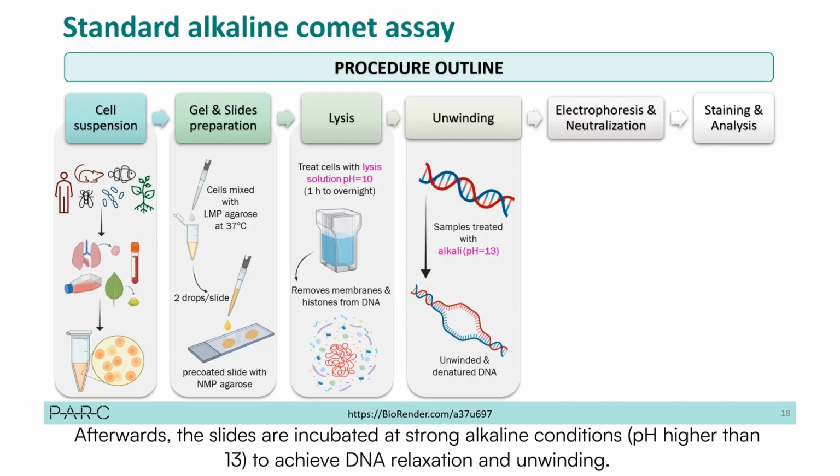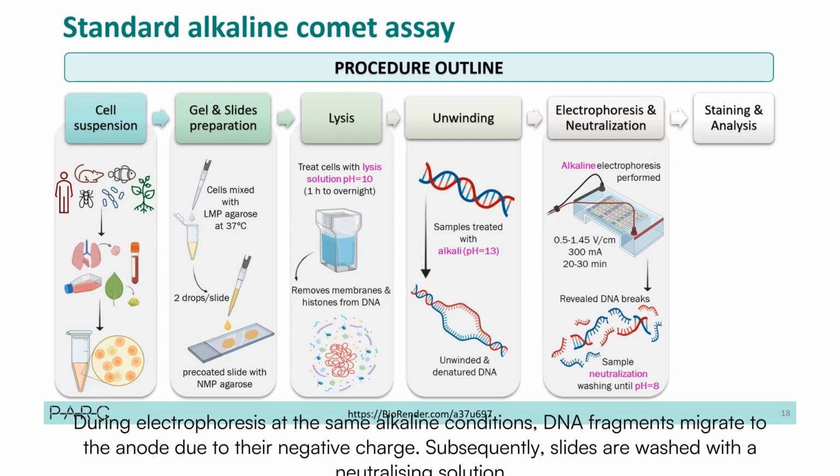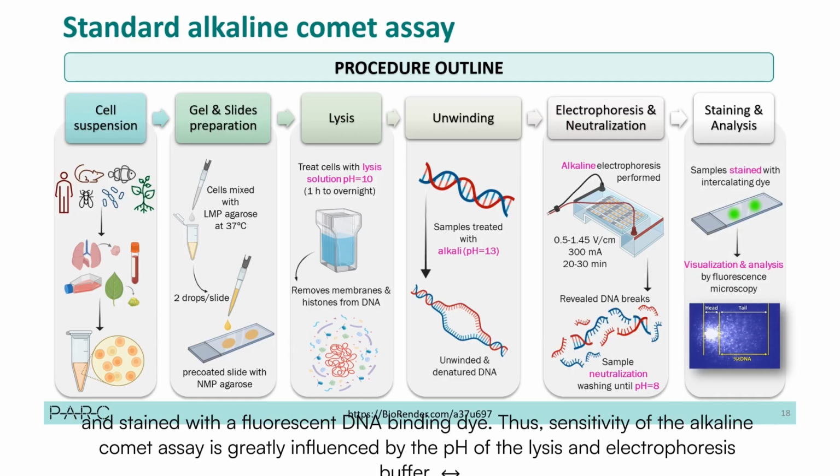Afterwards, the slides are incubated at strong alkaline conditions, pH higher than 13, to achieve DNA relaxation and unwinding. During electrophoresis at the same alkaline conditions, DNA fragments migrate to the anode due to their negative charge. Subsequently, slides are washed with a neutralizing solution and stained with a fluorescence DNA binding dye. Thus, sensitivity of the alkaline COMET assay is greatly influenced by the pH of the lysis and electrophoresis buffer.